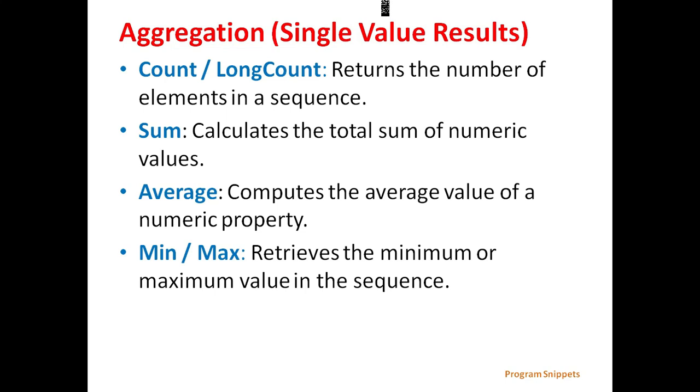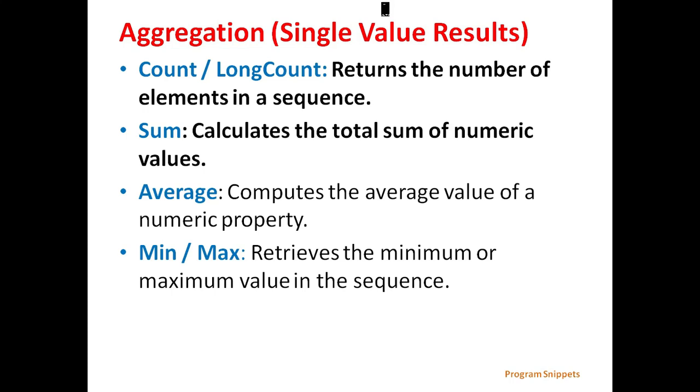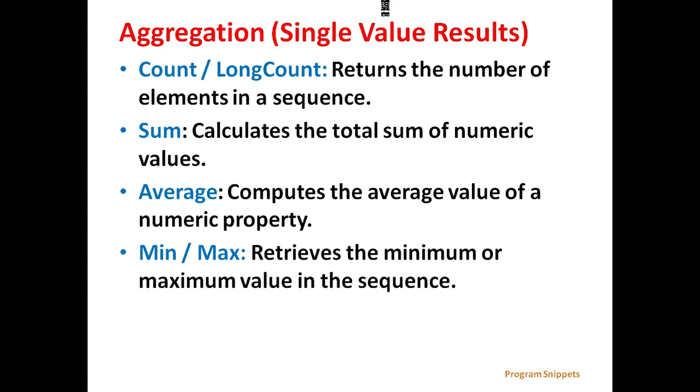Then aggregation. First is Count or LongCount. It returns the number of elements in a sequence. The Sum operator calculates the total sum of numeric values. The Average operator computes the average value of a numeric property. And Min or Max retrieves the minimum or maximum value in the sequence.